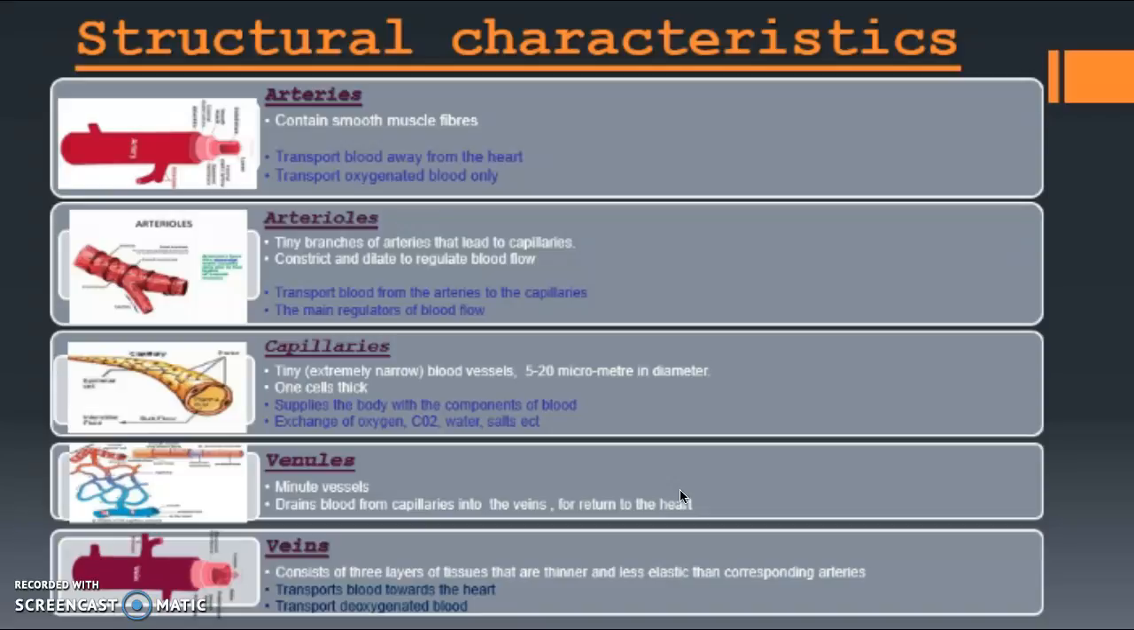So all of the blood vessels have an inner lining called endothelium. This layer is simply a sheet of tissue that reduces the friction in the heart and the vessels, which allows the blood to flow easily. And also, the venous system acts as a reservoir of blood.